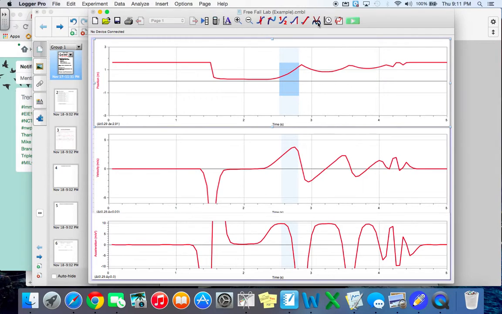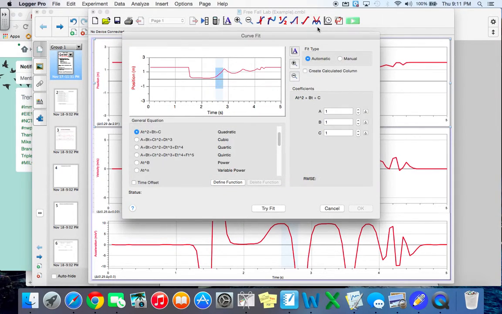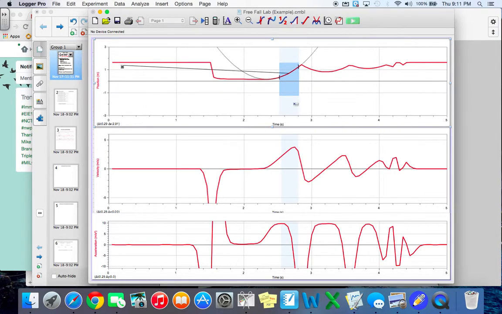And what we're going to want to do is go to our little curve fit button, and we're going to want to select the curve portion, which is this quadratic part. So quadratic is for curvy. So for our best fit, we'll hit quadratic, hit OK, and we're going to want to write down this equation.